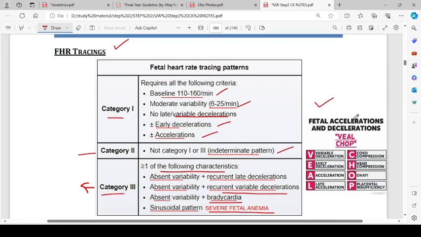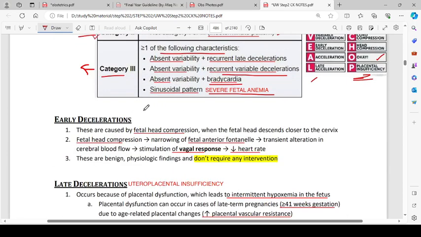Fetal acceleration and deceleration: we have VEAL CHOP. VEAL is variable deceleration, early deceleration, acceleration, and late deceleration. And what is CHOP? Cord compression, head compression, okay, and placental insufficiency. So basically VEAL CHOP. Variable deceleration can be because of cord compression. Early deceleration is because of head compression. Acceleration is okay, it's normal. And late deceleration is placental insufficiency. So VEAL CHOP must be remembered. Early decelerations.